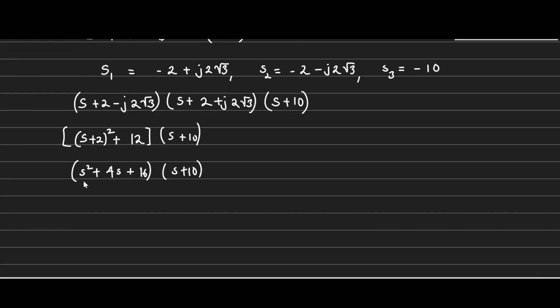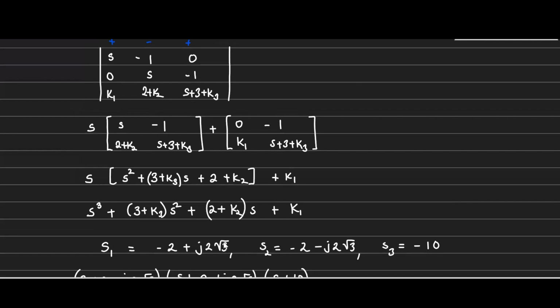So let's multiply now. S squared by S, that is S cubed, plus S squared by 10, that is 10S squared. And then 4S by S, that is 4S squared. And then 4S by 10, that is 40S. And then 16 by S, that is 16S. 16 by 10, that is 160. Okay, so let's add like terms. So we have 14S squared plus 40 plus 16, that is 56S, and then plus 160.